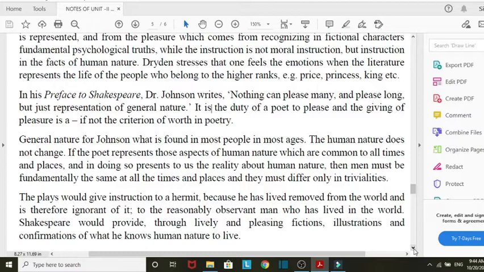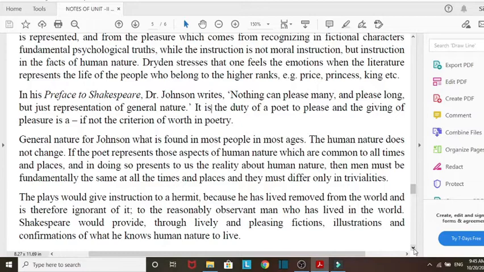So nothing can please many and please long. There is nothing in this world that can please long other than the representation of the general nature of human beings. If the writer represents the generalness of human beings, then it will please many people and it will please longer than anything. That is the core idea of Dr. Johnson in giving this information.